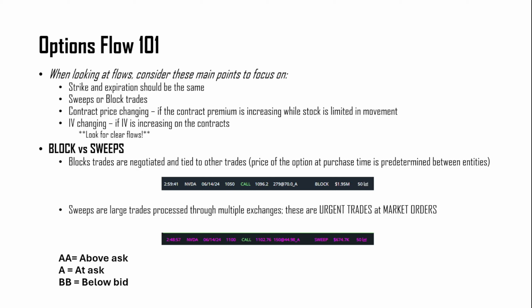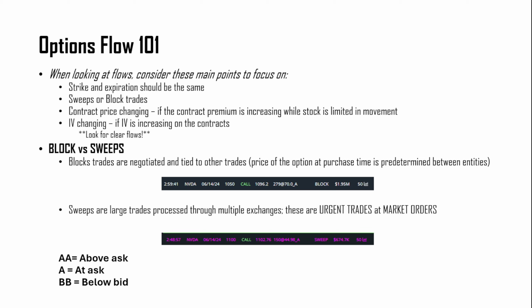Block trades are usually negotiated and tied to other trades. That's why I don't follow them, because they're predetermined between entities and they have prices set already to discuss. Sweeps are usually larger trades that are put in across multiple exchanges, and they're usually urgent trades. They're done at market orders. Those are the ones you want to follow, because those are like, I want to get in right now because I know this is going to happen. I put examples of both of those on there.